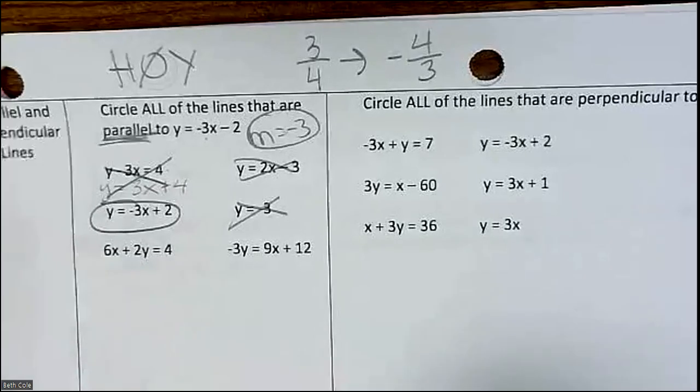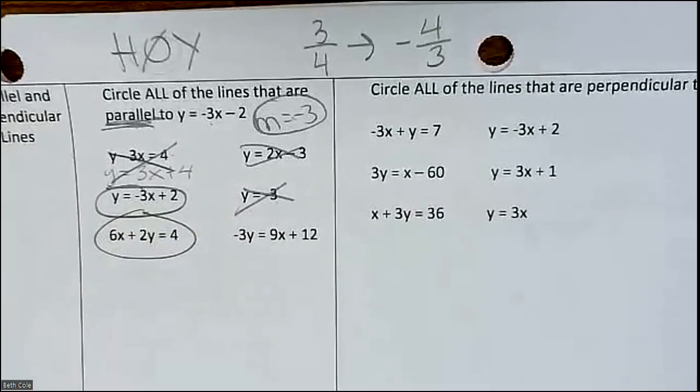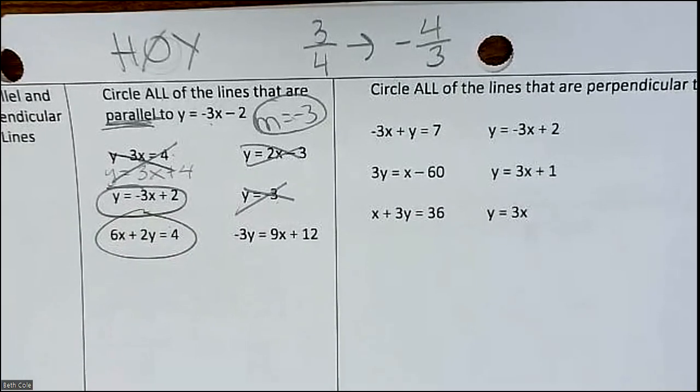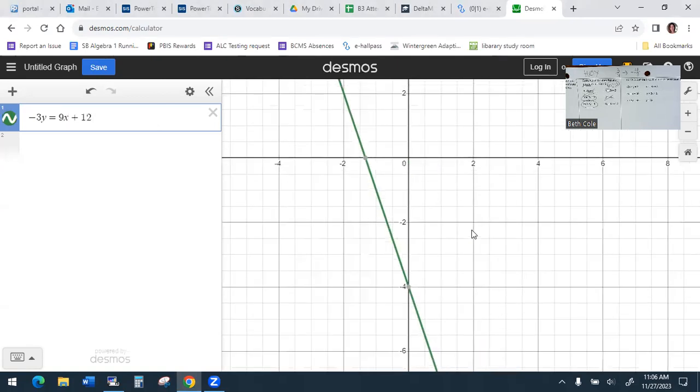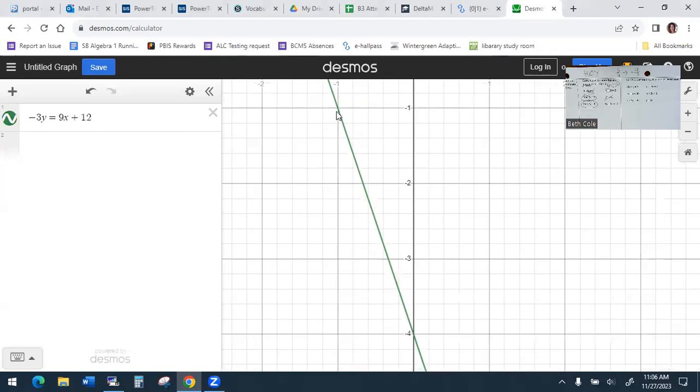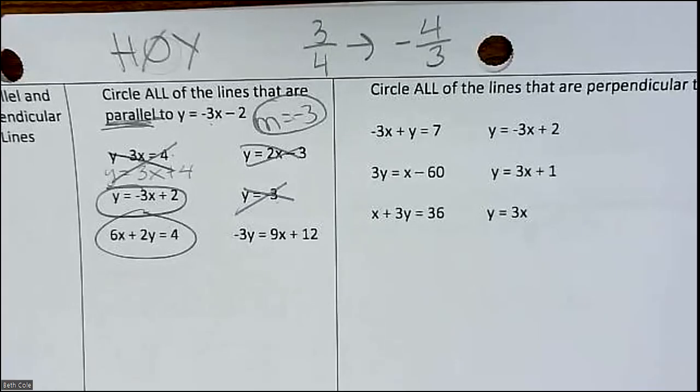So we do want that one. It has a slope of -3. And then let me type in the last one. It is -3y equals 9x plus 12. Does that look like a slope of -3, down 3/1? Like if you count the little boxes from here to here, down 3/1. Yes, so we want that one.